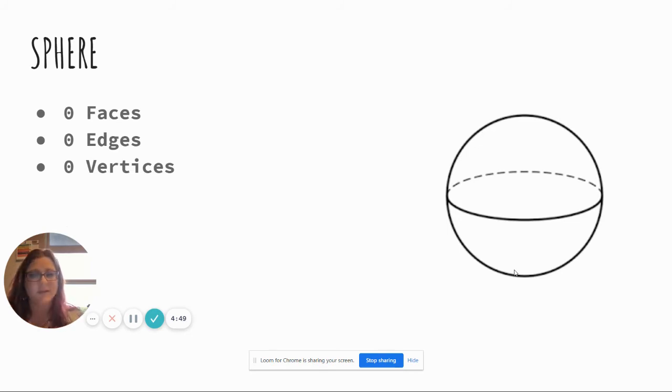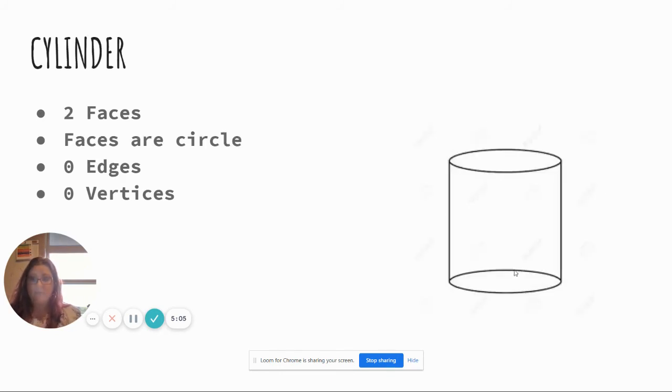A sphere has 0 faces, 0 edges, and 0 vertices. You cannot touch a face of a sphere. You cannot run your finger up and down the edge of a sphere. And there are no corners or vertices on a sphere. A cylinder. A cylinder is like a soup can. It has two faces. It has that top face and that bottom face. They are circles. This has 0 edges because this is a circle, and these are circles. And it has 0 vertices because there are no corners that you can touch.